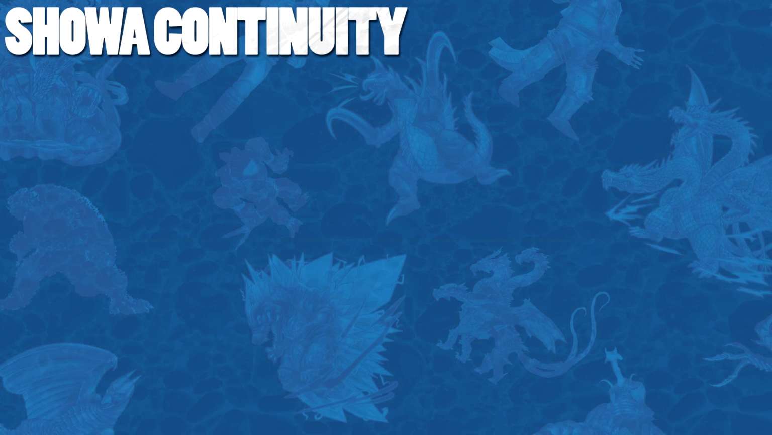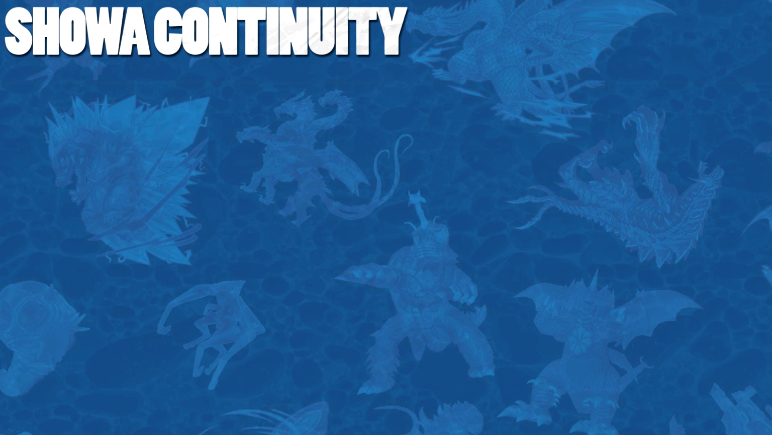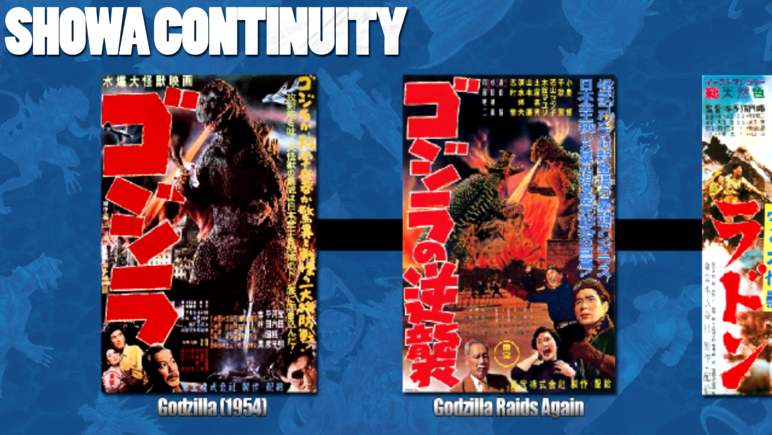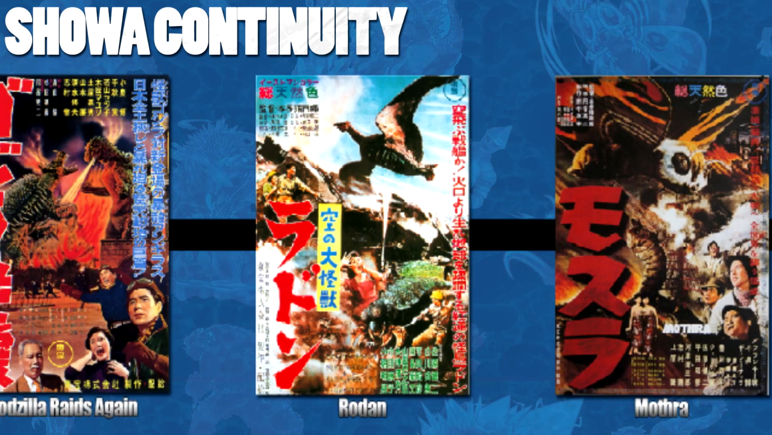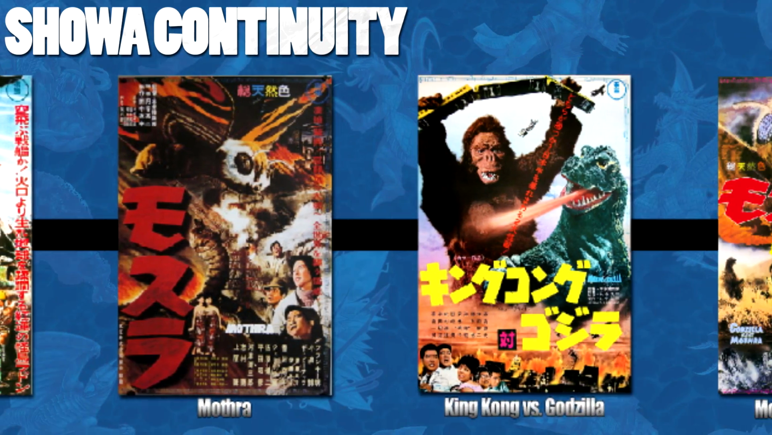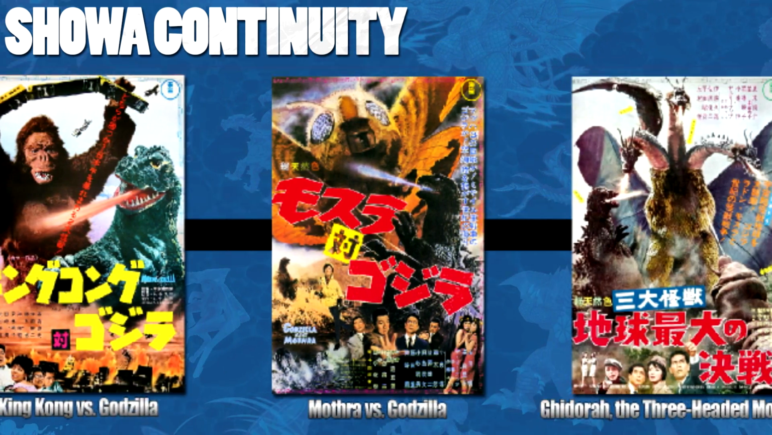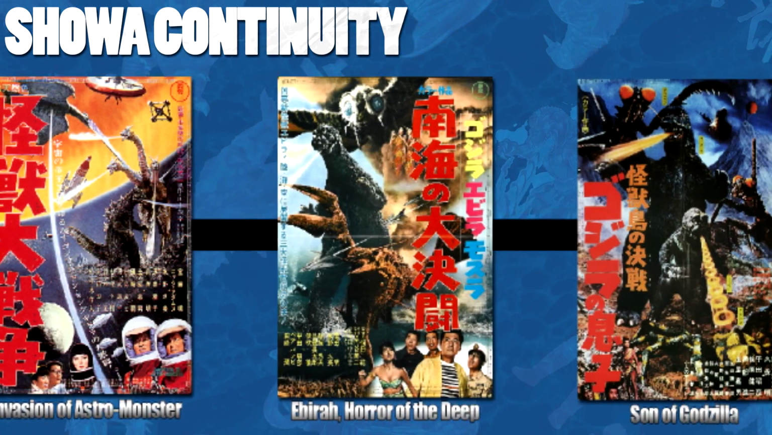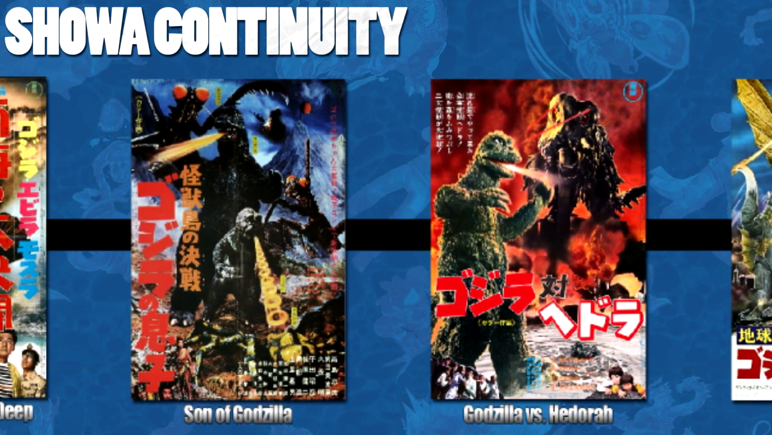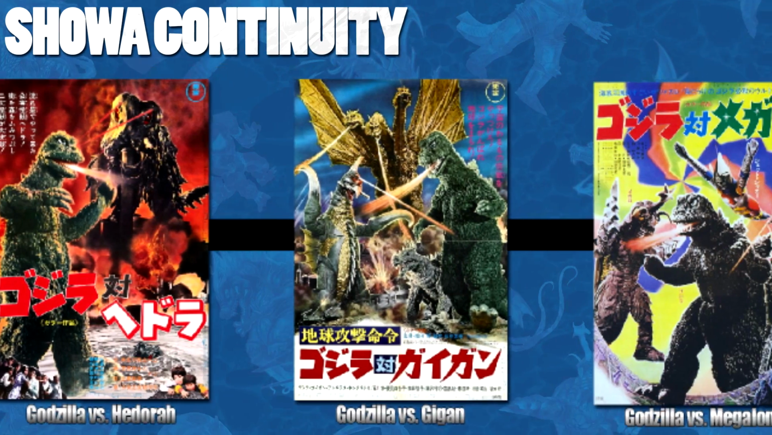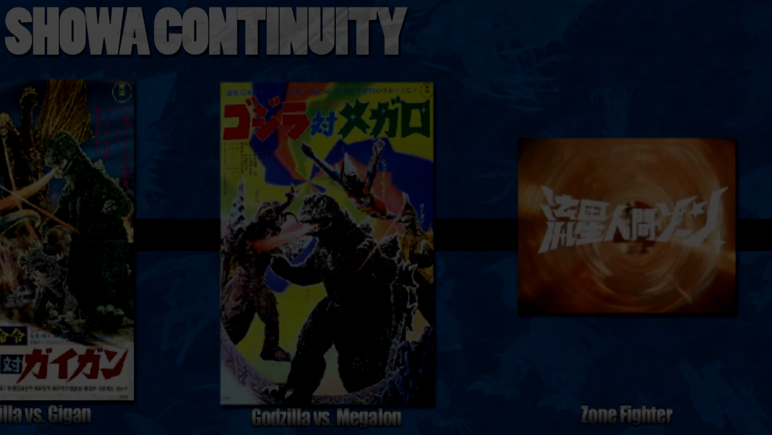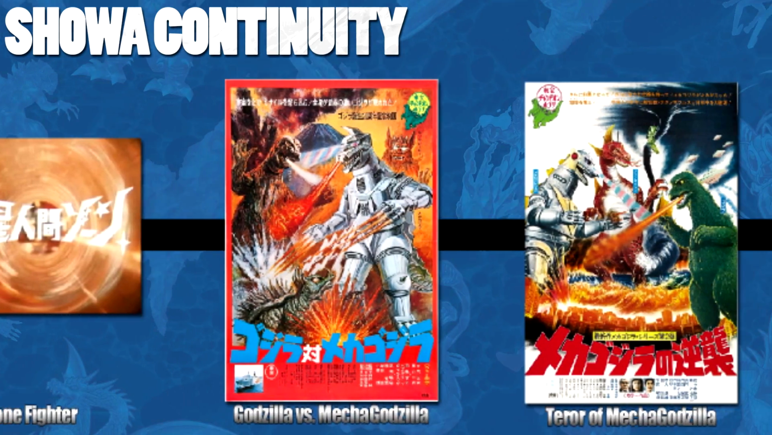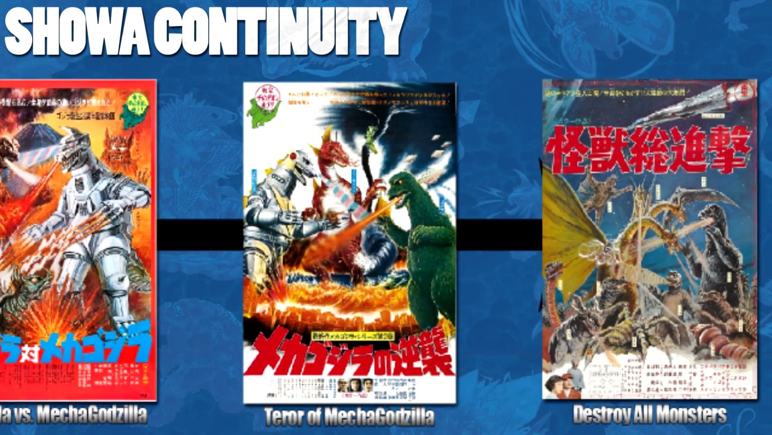Starting this timeline off is the Showa Continuity. This line goes in the order Godzilla 1954, Godzilla Raids Again, Rodan, Mothra, King Kong vs. Godzilla, Mothra vs. Godzilla, Ghidorah the Three-Headed Monster, Invasion of Astro Monster, Ebirah Horror of the Deep, Son of Godzilla, Godzilla vs. Hedorah, Godzilla vs. Gigan, Godzilla vs. Megalon, Zone Fighter, yes, this is a part of the Showa Continuity, Godzilla vs. Mechagodzilla, Terror of Mechagodzilla, and finally, Destroy All Monsters.